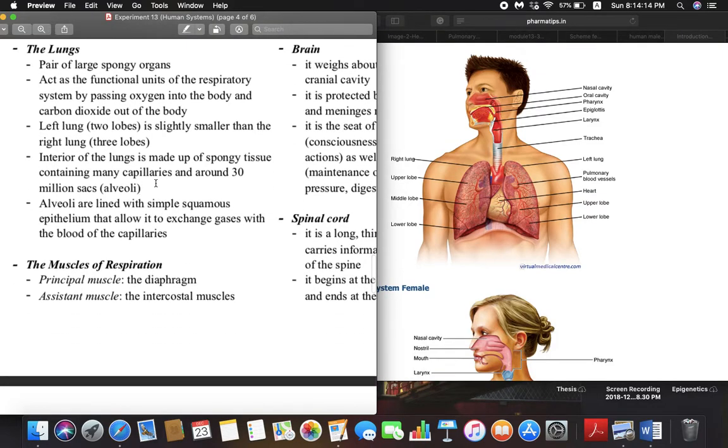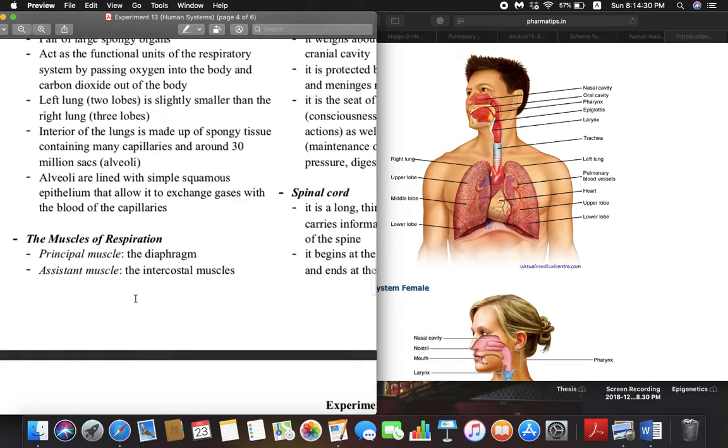So the interior of the lungs is made up of spongy tissue containing many capillaries and around 30 million sacs. These sacs are known as alveoli. The alveoli are lined with simple squamous epithelium that allows them to exchange gases with the blood of the capillaries.